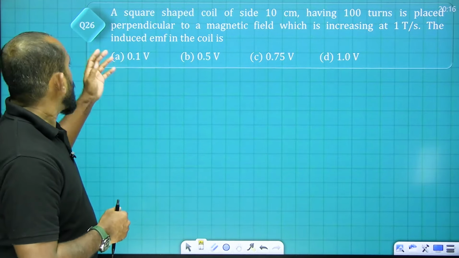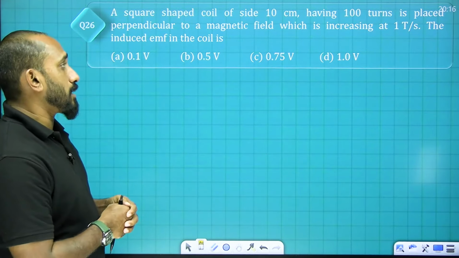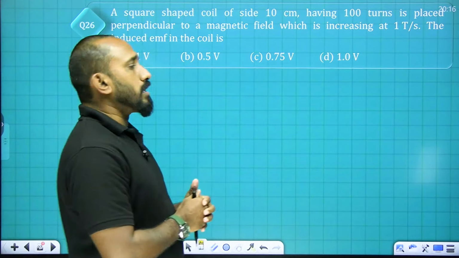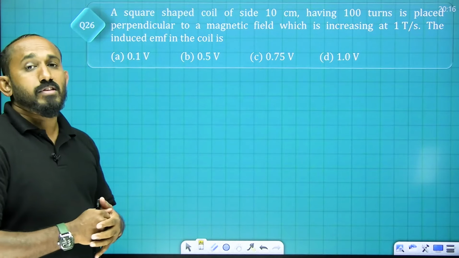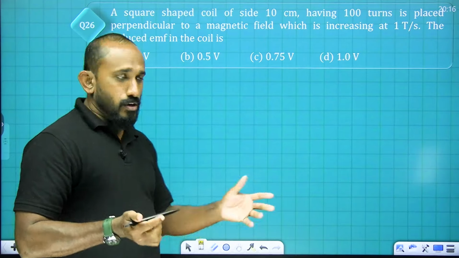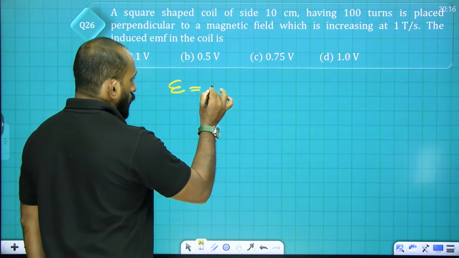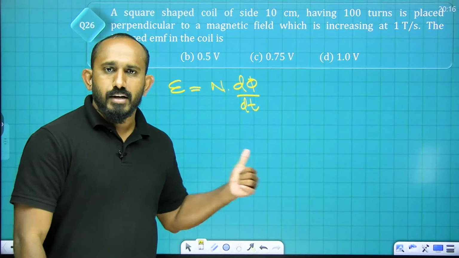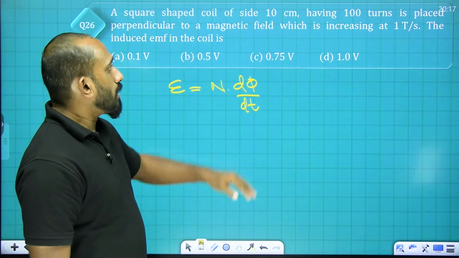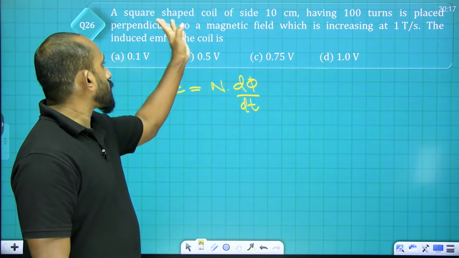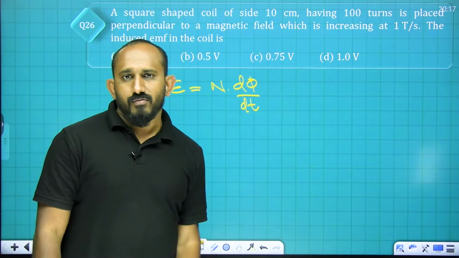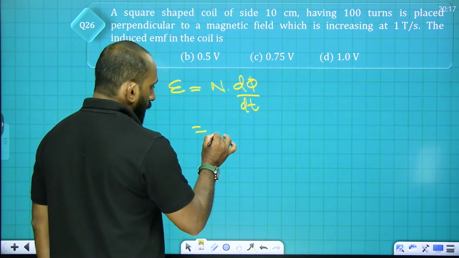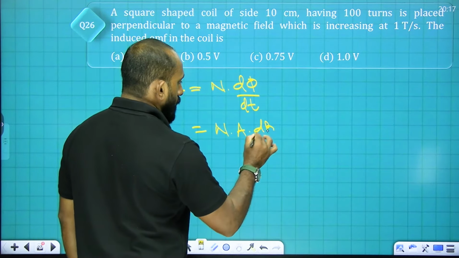Next question, let's see. A square-shaped coil of side 10 centimeter having 100 turns is placed perpendicular to a magnetic field which is increasing at 1 Tesla per second. The induced EMF in the coil is, so the induced EMF we know is EMF equal to N d phi by dt. Here N is given as 100 and the side is given as 10 centimeter, so if you find the area, of course you can find it. Then the magnetic field is changing, so the equation will be N A into dB by dt.